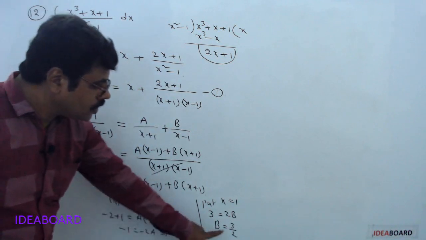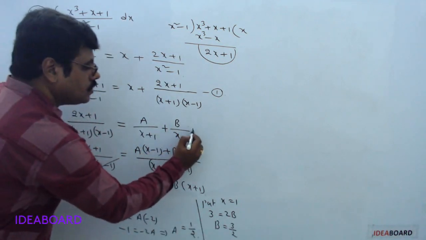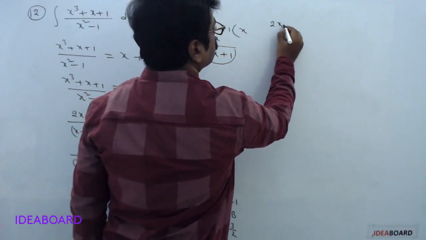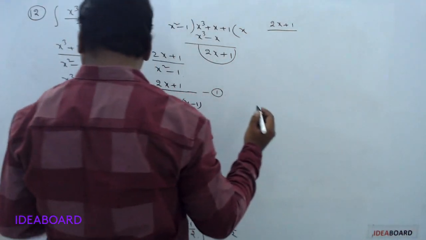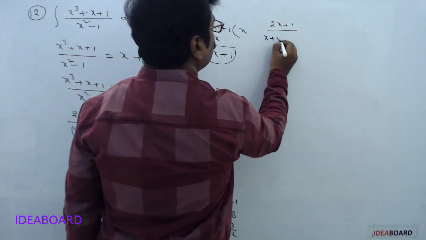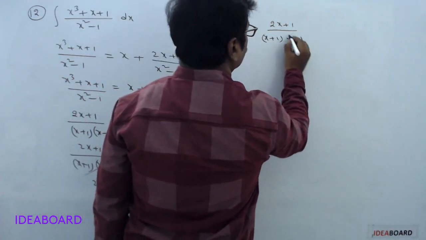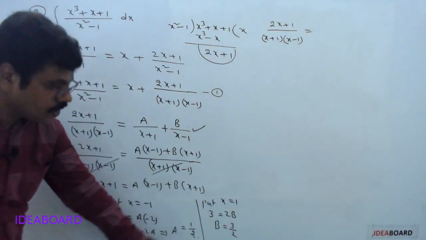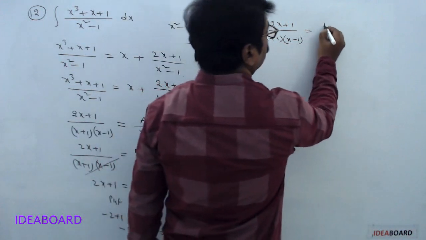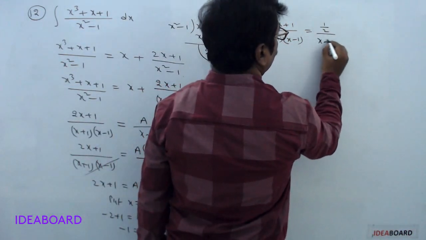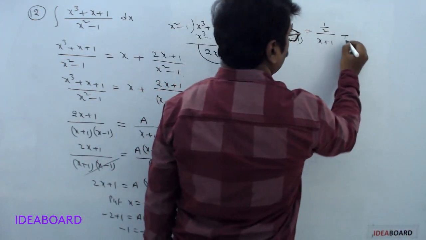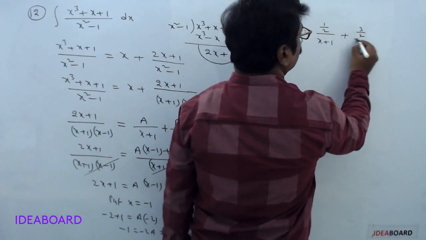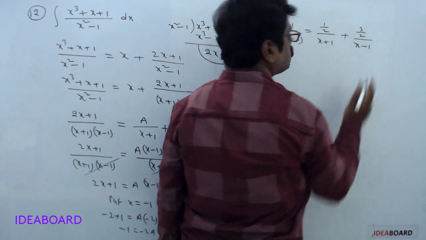Substitute the values of a and b in this equation. It is 2x plus 1 divided by x plus 1 into x minus 1 equals a divided by x plus 1. What is your a value? 1 by 2. So 1 by 2 divided by x plus 1 plus b. What is your b value? 3 by 2 divided by x minus 1.